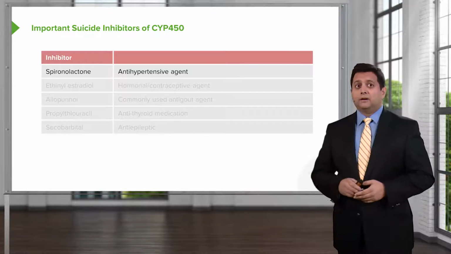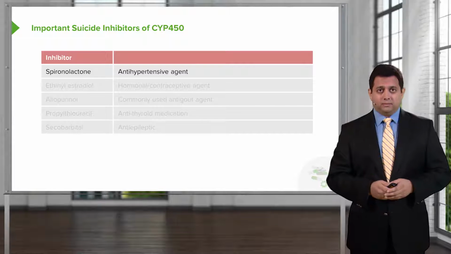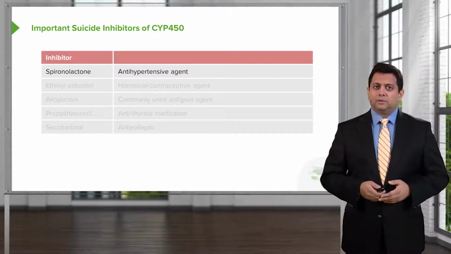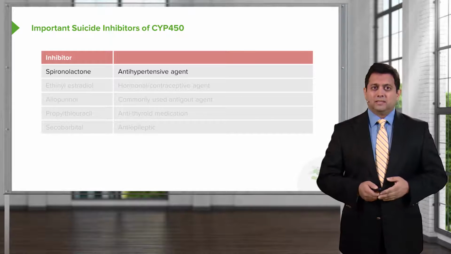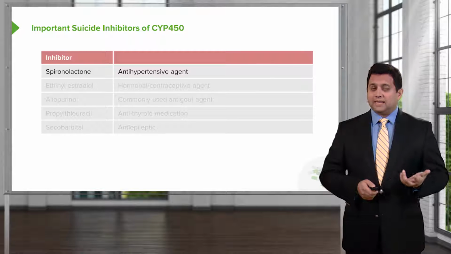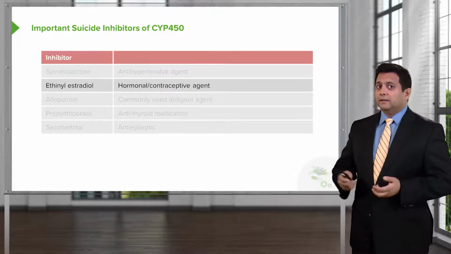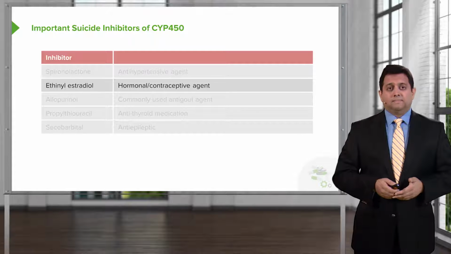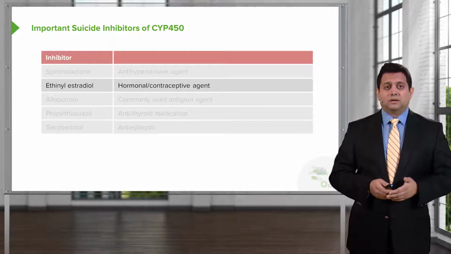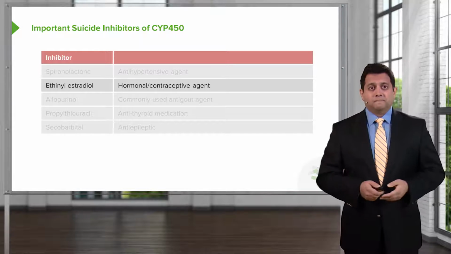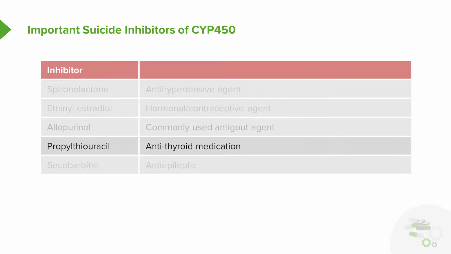Cytochrome P450 also has suicide inhibitors. So what's a suicide inhibitor? It means that it's permanently inhibiting things. So spironolactone, which is an antihypertensive agent, is a suicide inhibitor. Ethinyl estradiol, which is a hormone agent and is also used as a contraceptive agent, is one. Allopurinol is another. Propylthiouracil, which is an anti-thyroid medication, and secobarbital, which is an anti-epileptic.